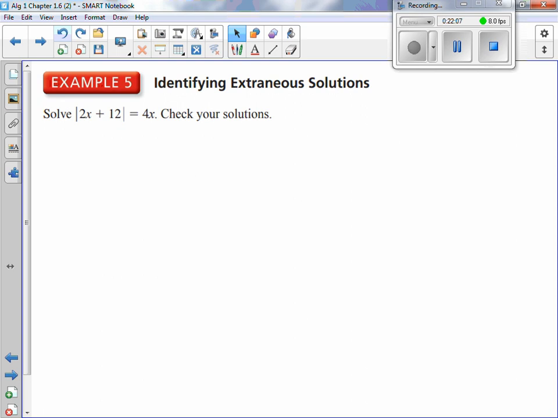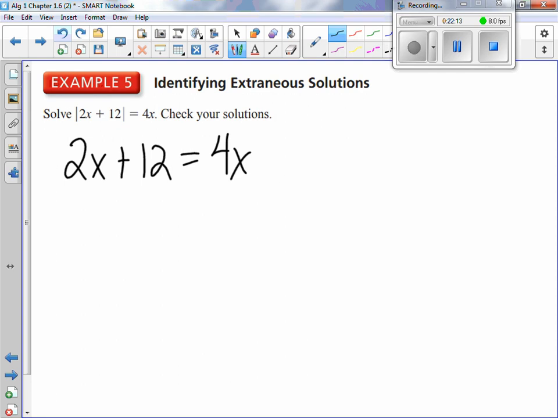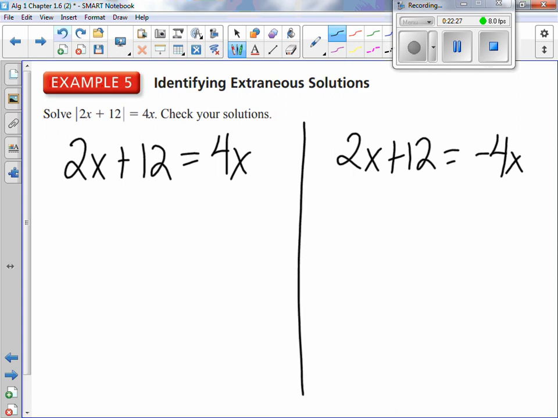Our main steps are not going to change because we'll still have 2x plus 12 equals 4x. Because we've had the positive case and we also have the negative case, yes? So 2x plus 12 equals negative 4x. So let's use our steps that I kind of set up there, because I think most of y'all are pretty good with this here, yes?